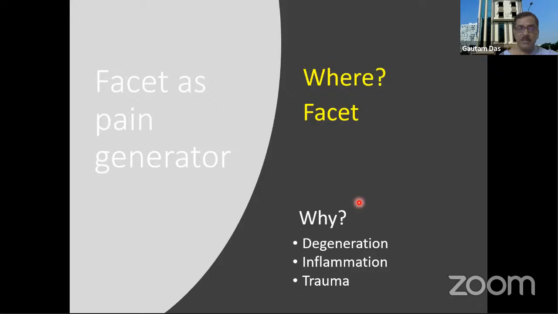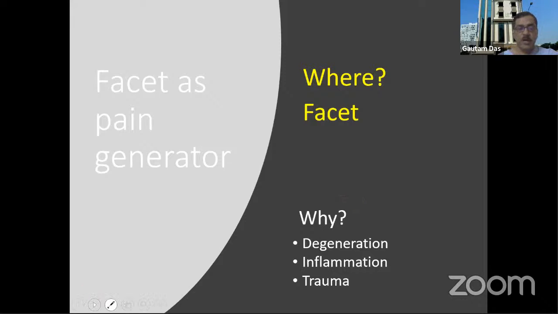So facet pain, again, let me repeat: elderly population, sitting is comfortable, sitting to standing is painful, turning on the bed is painful, walking gradually reduces the pain. Pain is mostly in the back. There might be some pain in the leg, but that is mild and non-dermatomal, because leg pain in facet joint pain is non-dermatomal. And facet pain might be because of degeneration, inflammation, or trauma.